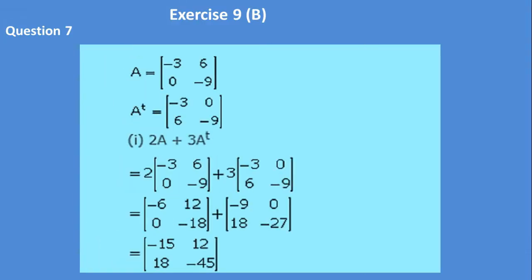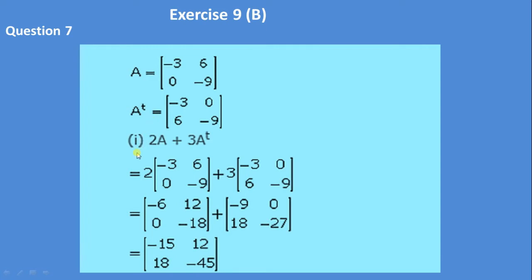Question number 7. In this question, it is said that given A is equal to minus 3, 6, 0, minus 9, we need to find the transpose of matrix A, that is A dash. Rewrite the rows into columns. Observe the given question here. The first row elements are minus 3 and 6. Rewrite it as the first column in the transpose, minus 3, 6. And 0, minus 9 are the elements in the second row. Write it as the second column, that is 0, minus 9. Hence the transpose of matrix A, also called A dash, has the elements minus 3, 0, 6, minus 9. With these two matrices A and A transpose, let us solve the sub questions.